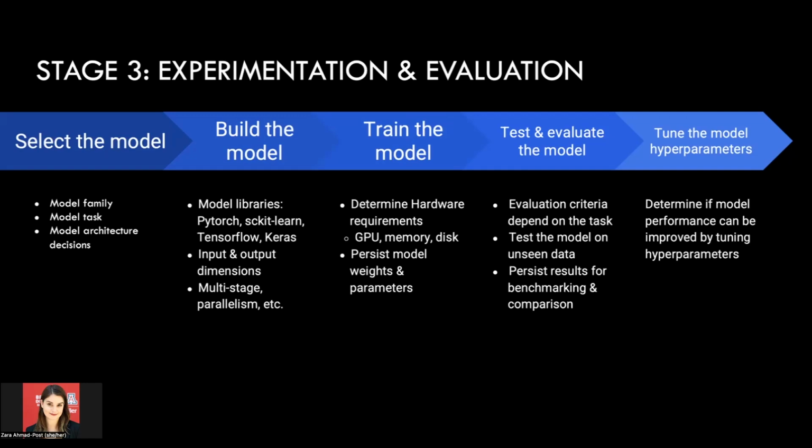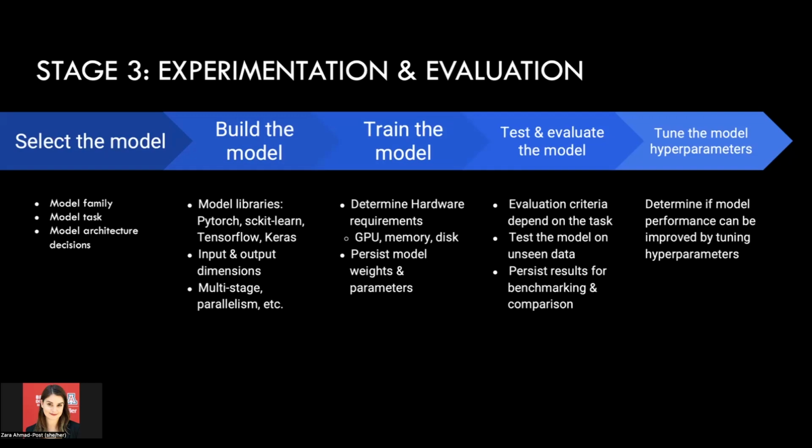Next, we will build our model. So our libraries could include PyTorch, scikit-learn, TensorFlow, and Keras. We need to make sure that we define our input and output dimensions pretty well, especially with deep learning. And then we need to decide if it's going to be a multi-stage model, if it's going to be parallelized, if the training will be parallelized at all, things like that.